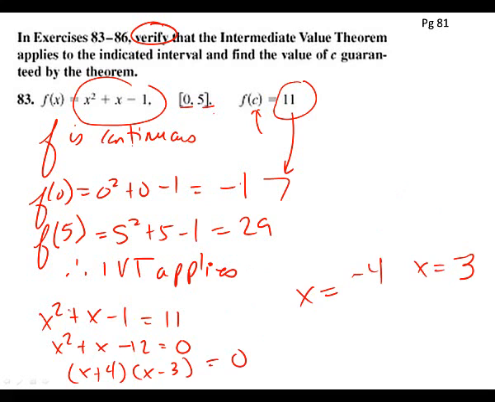Which one doesn't work? Why does the -4 not work? It's not between 0 and 5. So the c value that I would show works is the 3. Okay? Alright, what else?